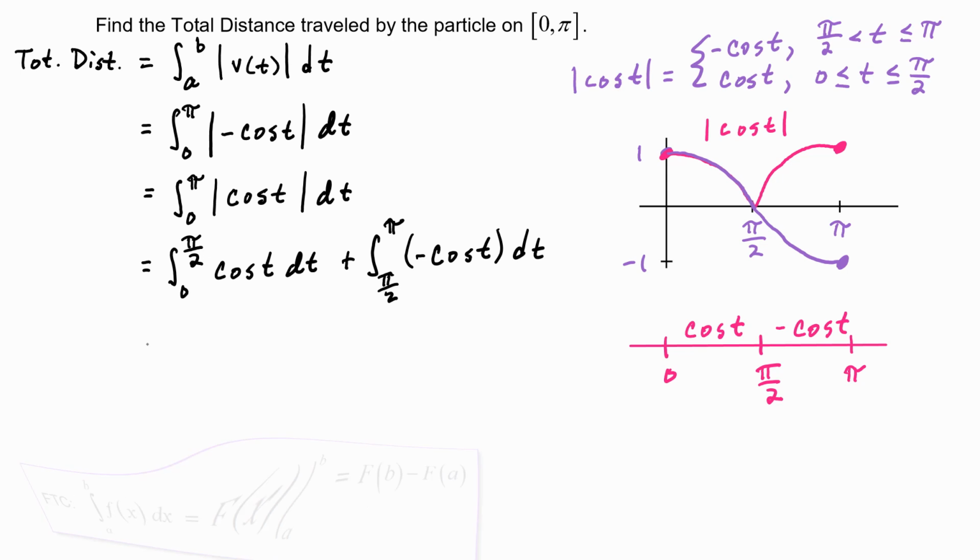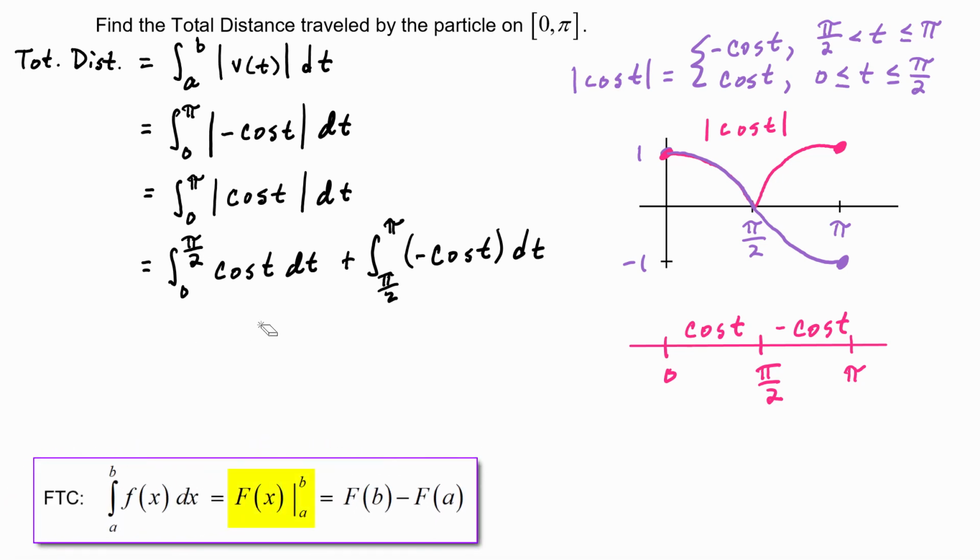Now we have to apply the fundamental theorem of calculus to each of these integrals separately from each other. So for this first integral, we're going to get sine of t evaluated from 0 to pi over 2. And then for this second integral, we are adding a negative, so let's subtract the sine of t evaluated from pi over 2 to pi.